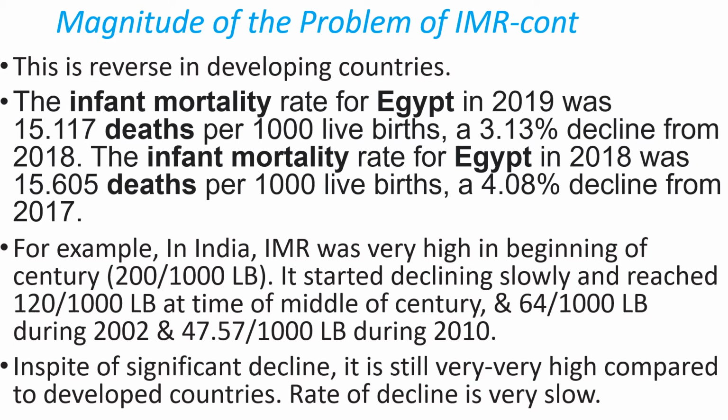For example, in India, infant mortality was very high in the beginning of the century, 200 per 1,000 live births. It started declining slowly and reached 120 at the middle of the century, 64 during 2002, 47 during 2010. In spite of significant decline, it is still very high compared to developed countries. Rate of decline is very slow in India.